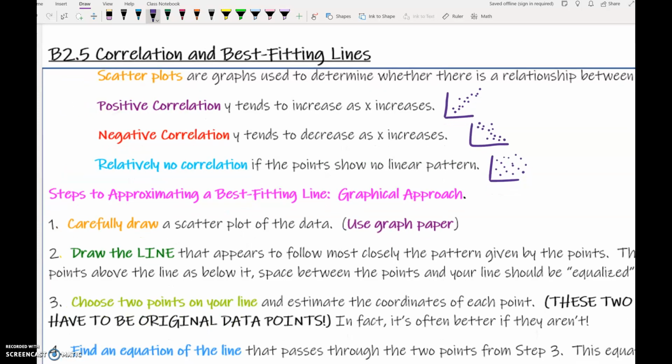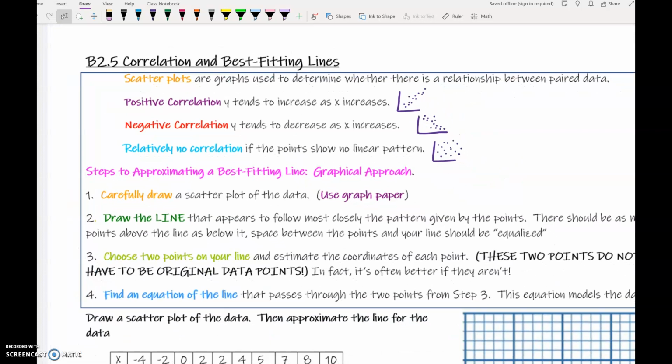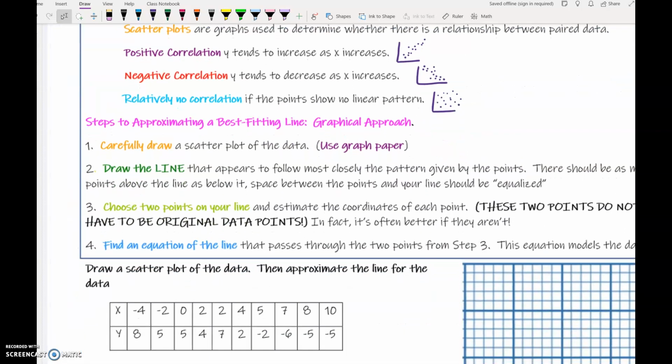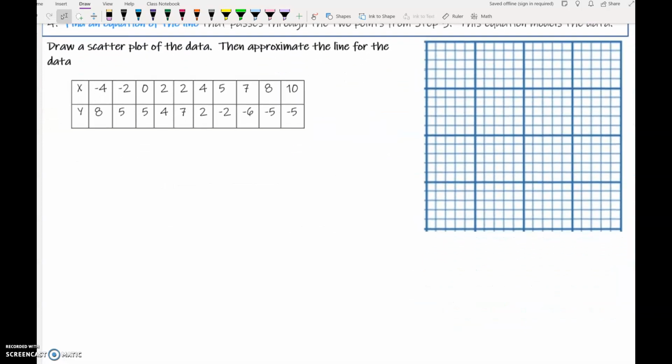If we have a scatter plot with decent correlation, if the points are fairly clustered around a line, we can draw a best fitting line. And there's 4 steps here that we need to follow. We're just going to dive right in and do this. So, draw a scatter plot of the data, then approximate the line for the data.